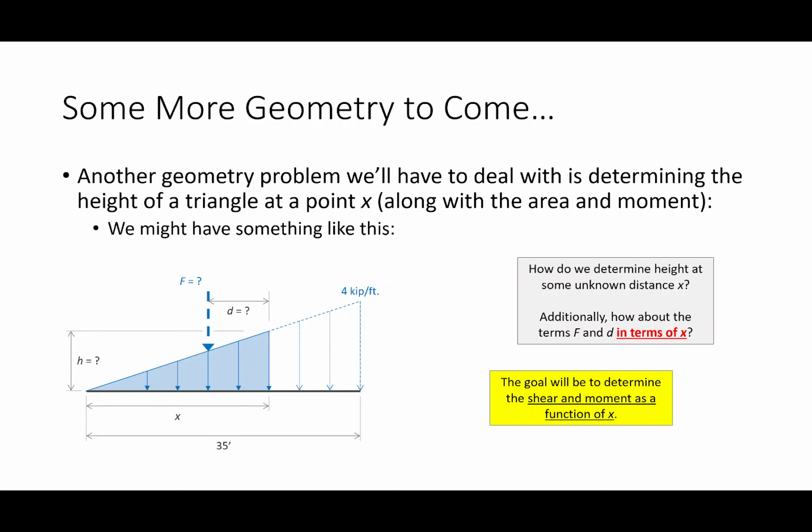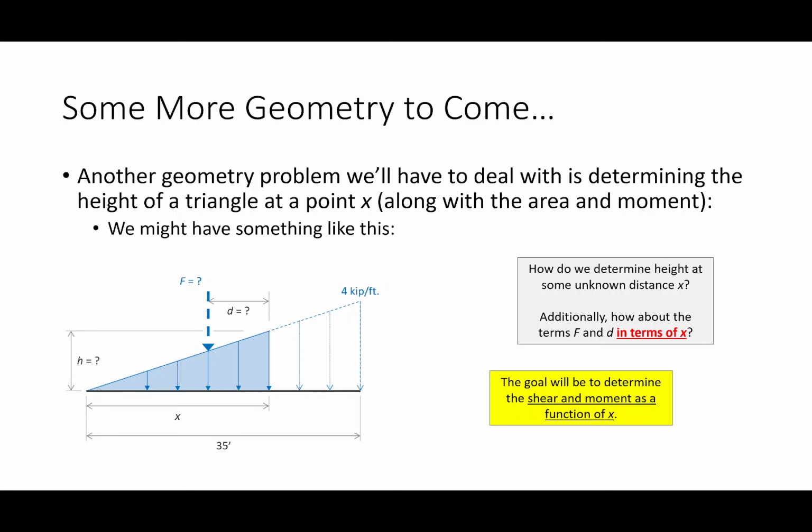And then this distance is 35 feet, okay? Let's just say that's the case. And I cut a section, okay? So let's say a samurai sword or lightsaber right there. And I cut a section at some distance X away from the support.